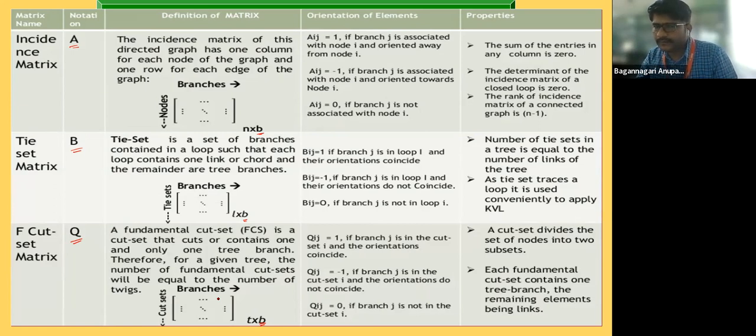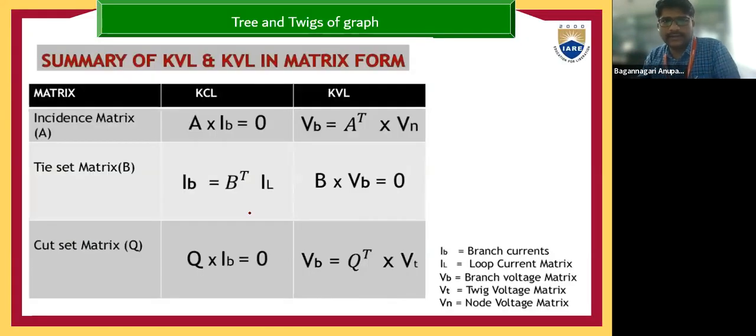So this is what we have in a theoretical format, right? We were discussing this over the last two classes. So let us go to the next thing, the summary of KVL and KCL in matrix form. All we are doing is finding these values: A, B, and Q. These are the incidence matrix, Tieset matrix, and Cutset matrix. For your syllabus, we don't have the evaluation process after finding them, but let us have some conclusion for what we study.